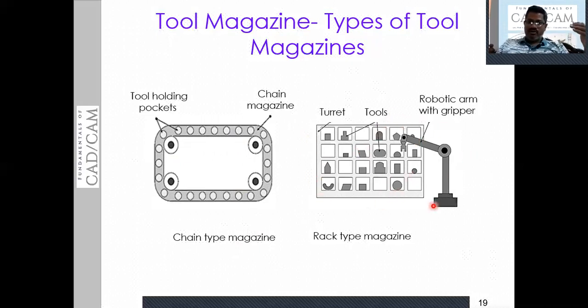It is just like all the racks are, you can observe here. So located, and in each rack one tool is located. A robotic arm with gripper is going to reach the racks and pick up the tool. In this case, the robotic arm is going to pick up the tool, which will be placed at the desired location. This is the rack type of magazine.